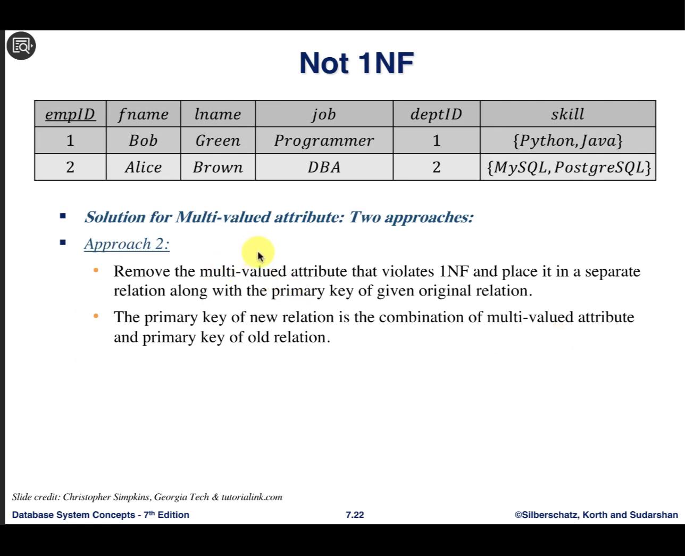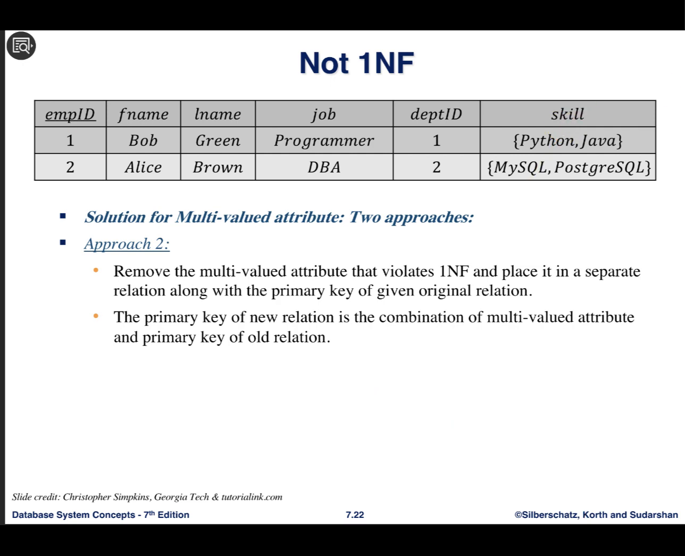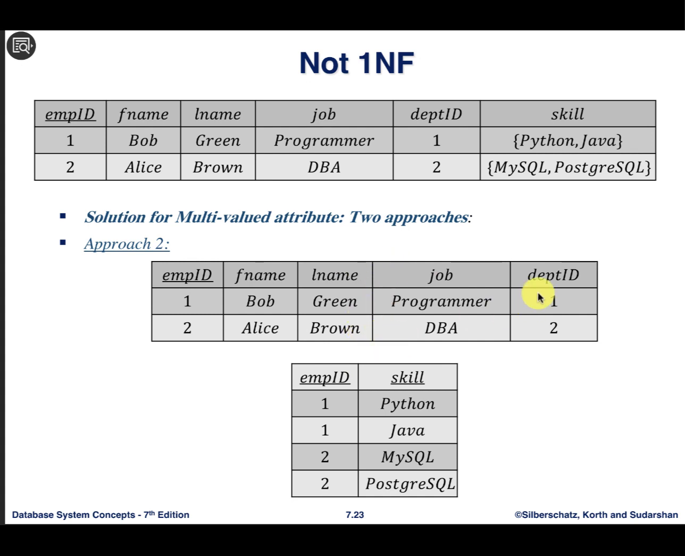The second approach, which we believe is maybe the best, is about the multi-value attribute. You remove the multi-value attribute that violates the first normal form and place it in a separate relation. So I do have a problem with this multi-value attribute, the skill. Take the skill and the primary key of the relation and put them in a separate relation. Both of them can be the primary key, and you remove this one here. That's what we did here. You see that? That's what we have here.